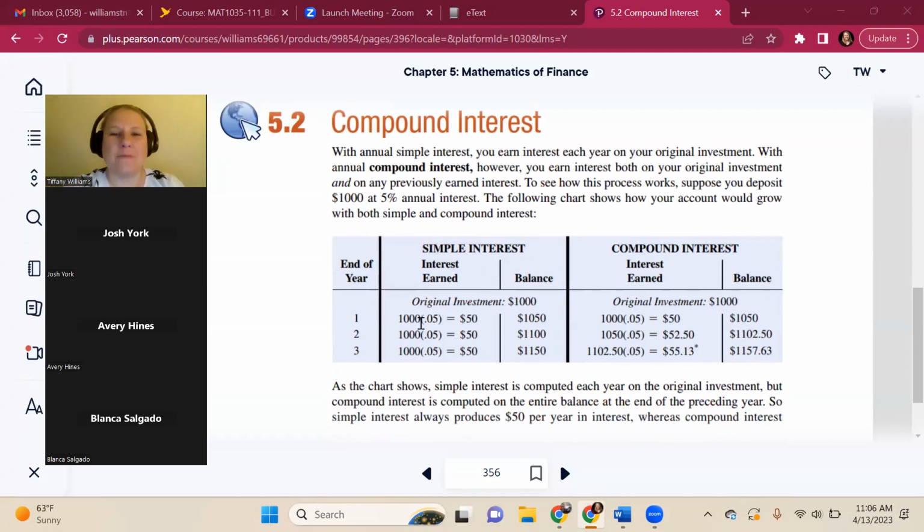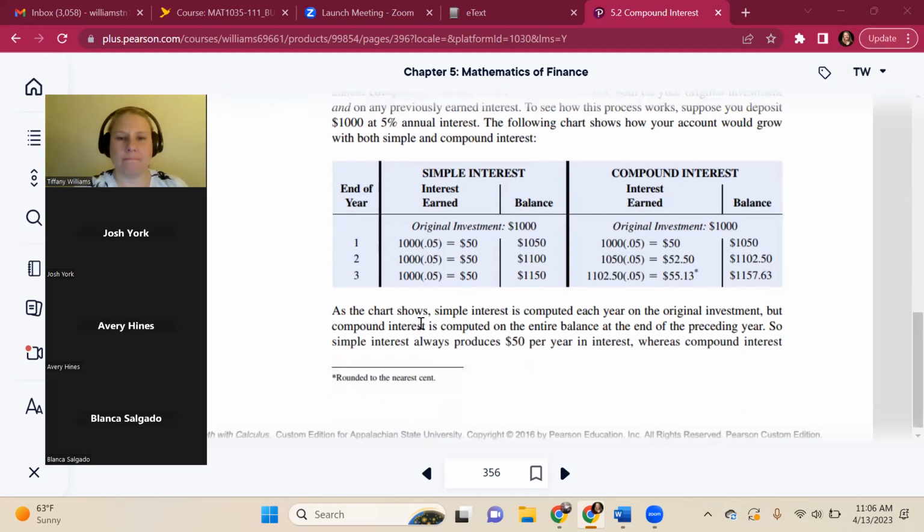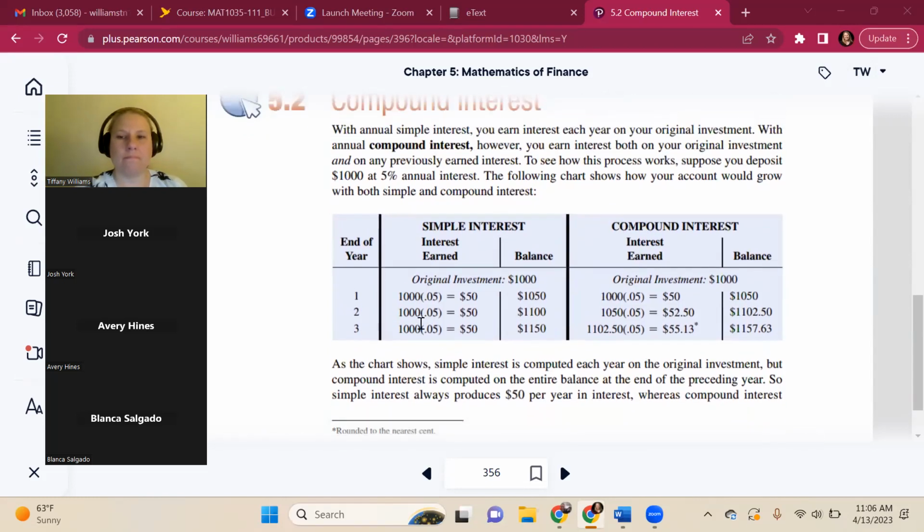So with simple interest, if we originally deposit $1,000, now guys, something I want to stress very, very hard here is in section 5.1 and 5.2, everything is based off of lump sums. So can somebody remind me what a lump sum is? What's a lump sum?